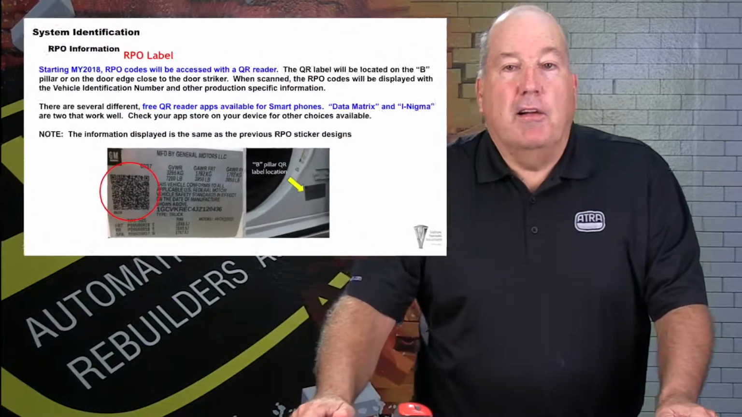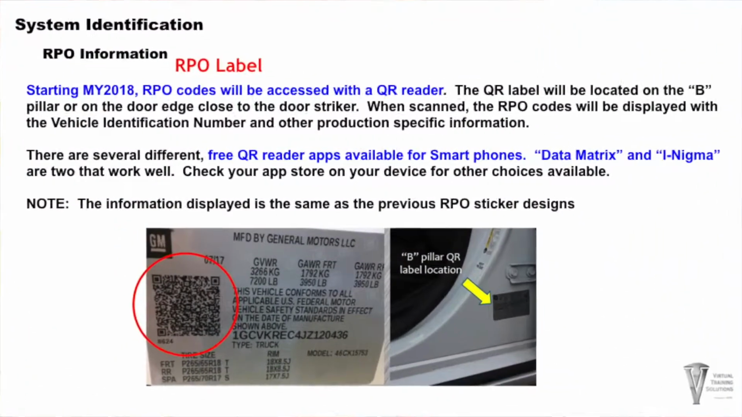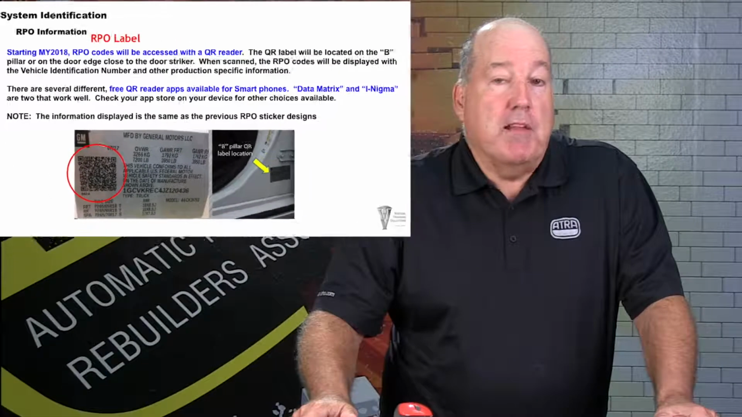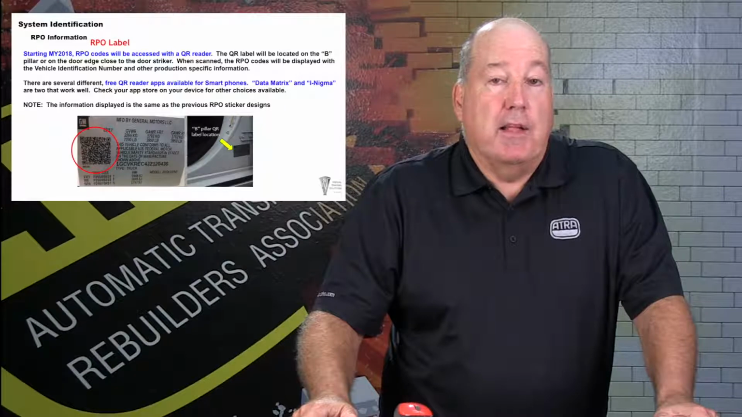On the later model vehicles, they did away with the actual RPO sticker. They went to a QR label instead, so a quick response label. You're going to need a cell phone for this, and it's going to have to be a smartphone. You're going to load a QR reader app onto your cell phone. The one I actually use is called Data Matrix or Enigma. Those are the two that I've got on my cell phone, which work pretty well on these applications.